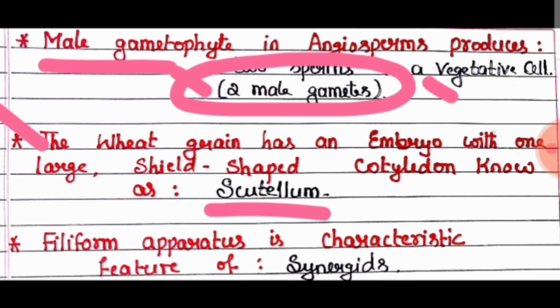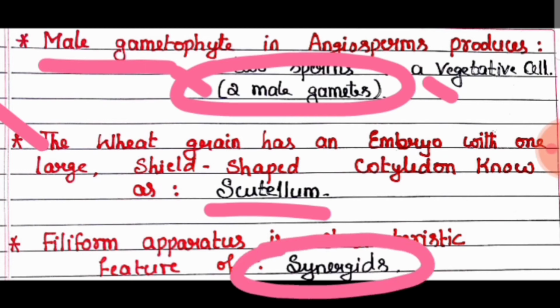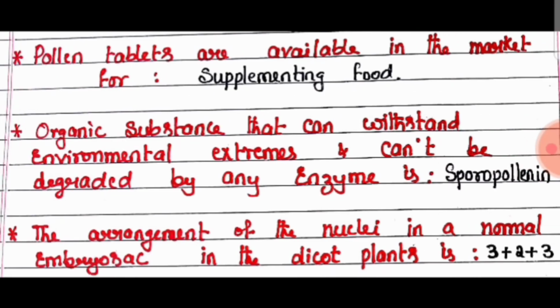Filiform apparatus are the characteristic features of synergids. They are going to guide the pollen tube during fertilization. The organic substance that can withstand environmental extremes and cannot be degraded by any enzyme is sporopollenin. Sporopollenin is present in the outer layer of the pollen grain called exine.